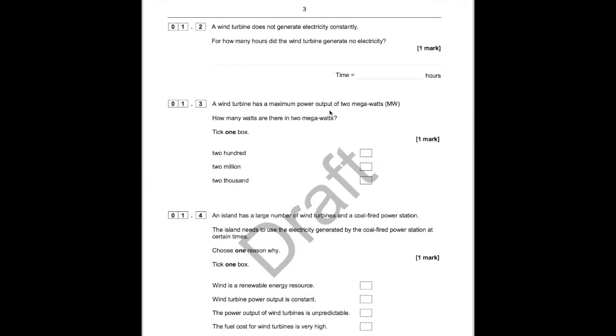A wind turbine has a maximum power output of 2 megawatts. How many watts are there in 2 megawatts? That's 2 million watts.